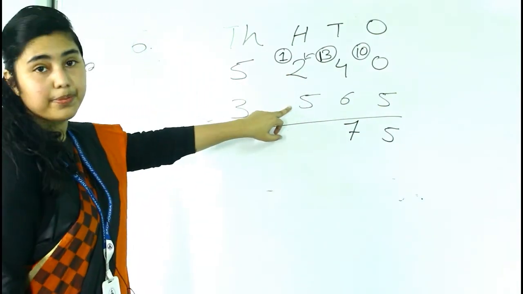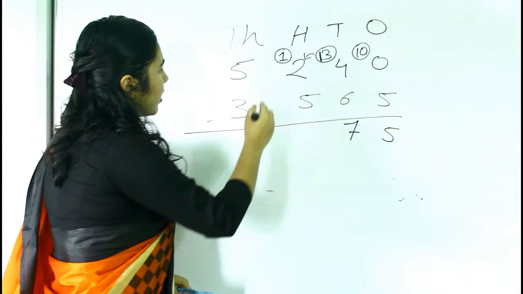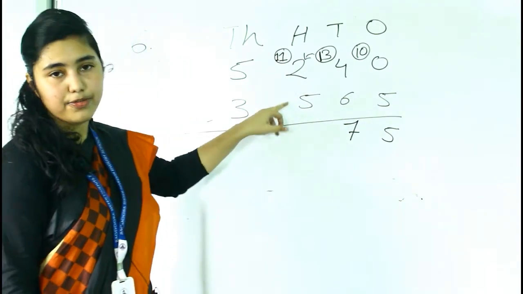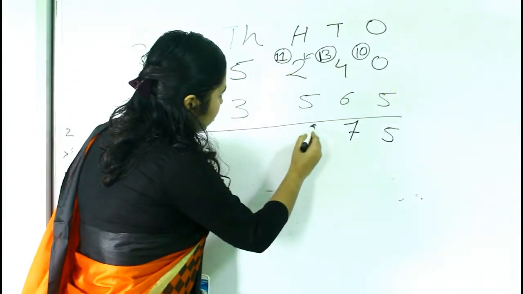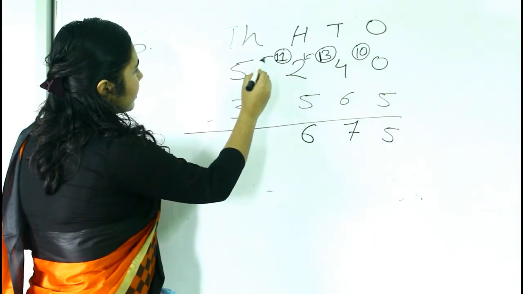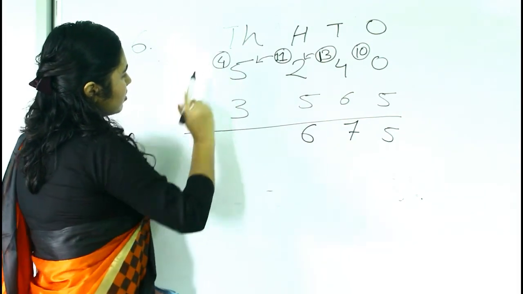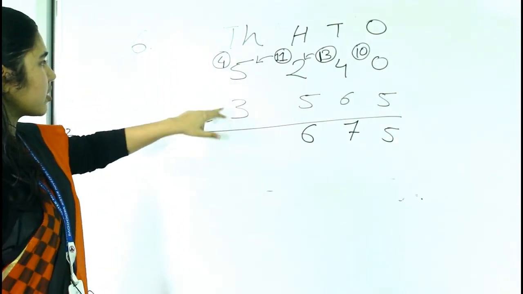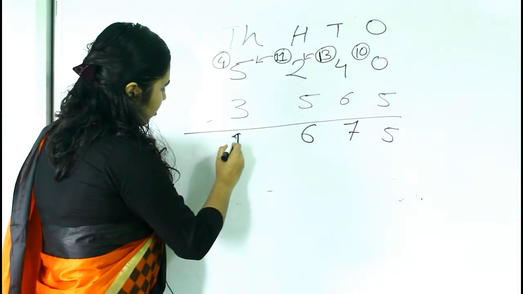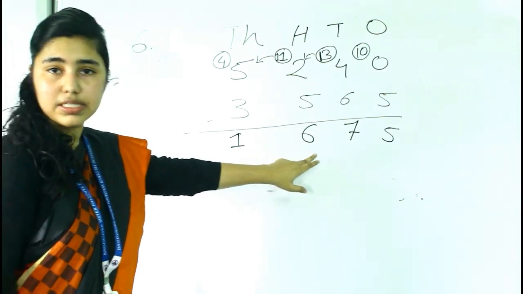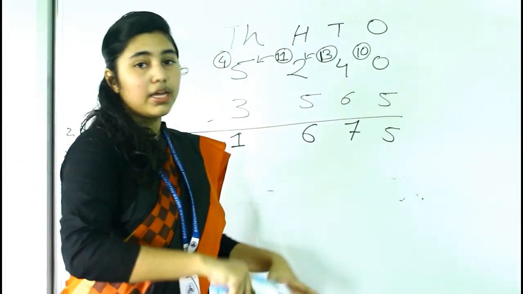Now again 5 is more than 1. So again take here extra 1. Now subtract 5 from 11 which is 6. Again take this extra 1 here and subtract from 5. That means 4. Now subtract 3 from 4. 1. So our answer is 1675.